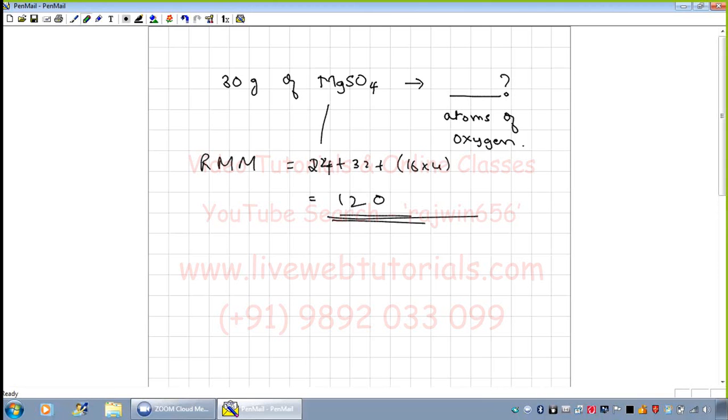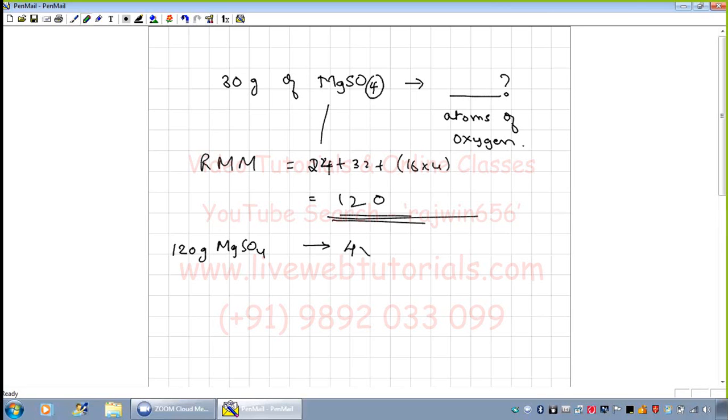So this RMM is 120. Okay, so if it is 120 grams of MgSO4, then how many atoms of oxygen will be there? No, I'm asking how many atoms of oxygen. No, it won't be, because in one molecule of MgSO4 there are 4 atoms of O.